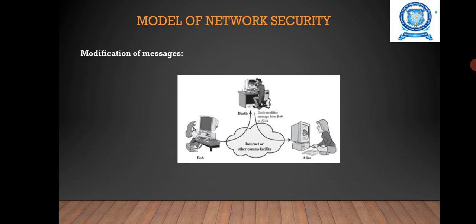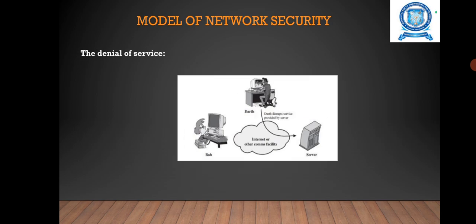Next is the diagram which shows the modification of messages. That means some portion of a legitimate message is altered, or messages are delayed or reordered, to produce an unauthorized effect. For example, a message meaning "Allow John Smith to read confidential file accounts" is modified to "Allow Fred Brown to read confidential file accounts." The next one is the denial of service. It prevents or inhibits the normal use or management of communication facilities. This type of attack may have a specific target. For example, an entity may suppress all messages directed to a particular destination.